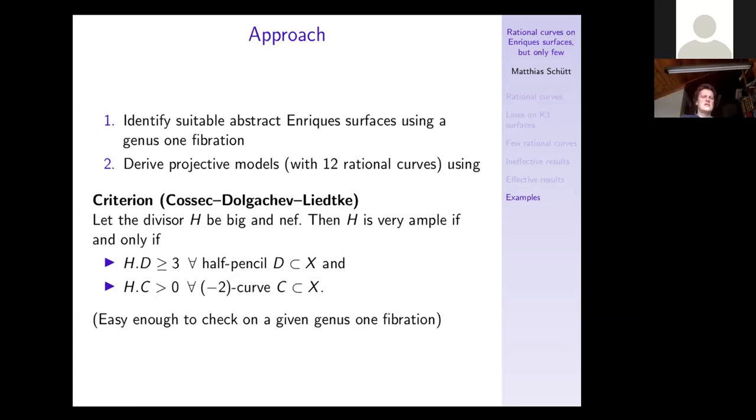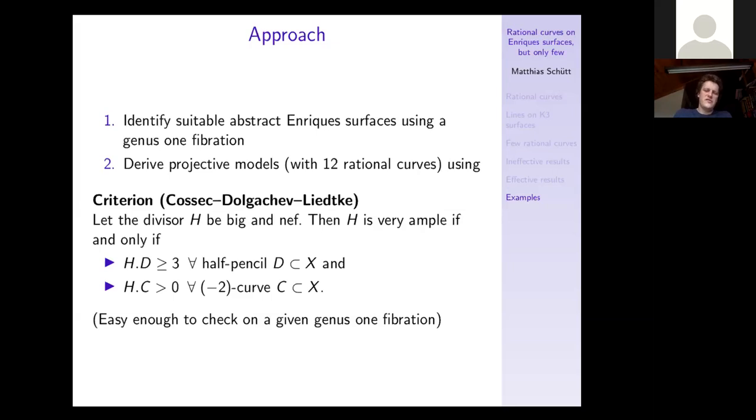The idea is, as soon as a divisor H is big and nef, then very ampleness just depends on two natural conditions. One of them is every half pencil has to be met with multiplicity at least 3. And that's, of course, necessary because elliptic curves or singular cubics cannot have degree less than 3. And on the other hand, every minus 2 curve has to be met positively.